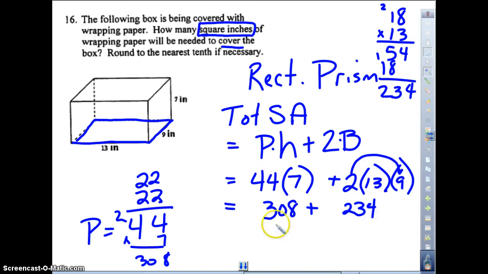Last step, take your lateral surface area and add it to your two bases. So let's add those together.